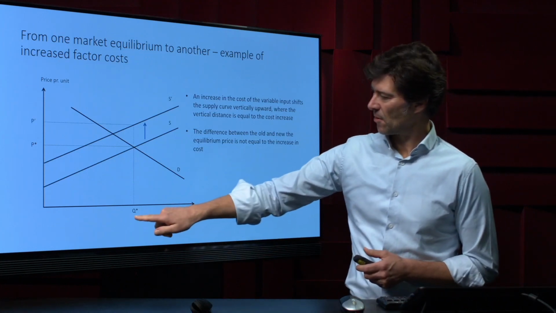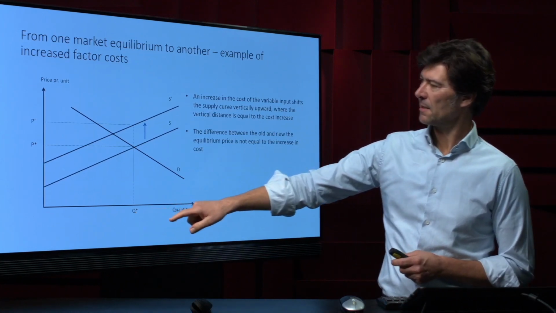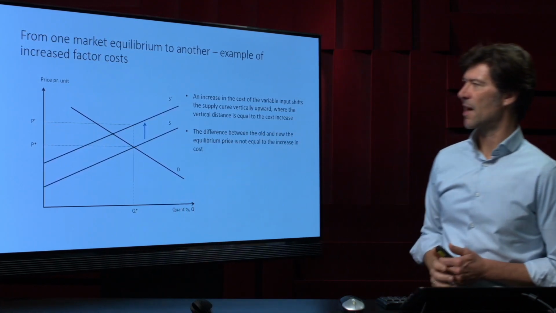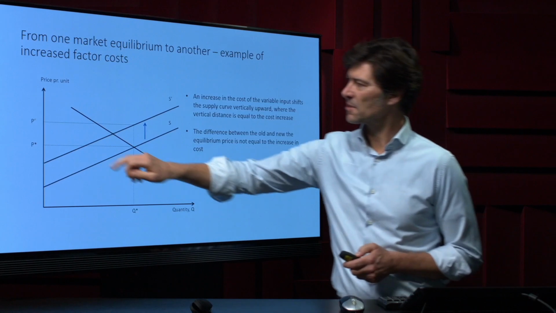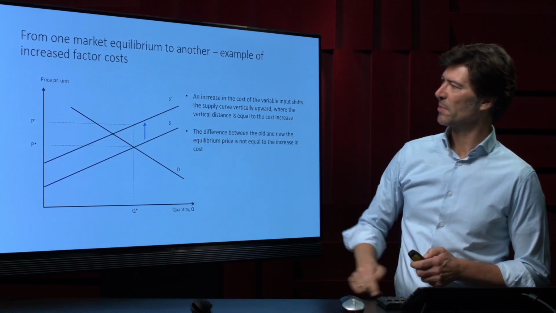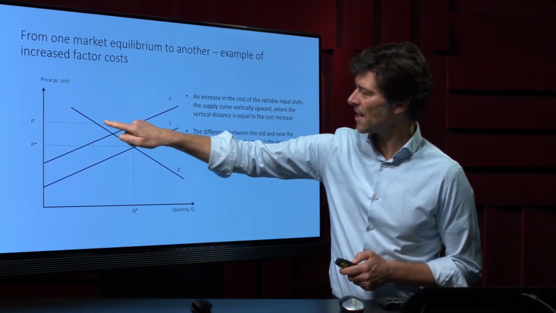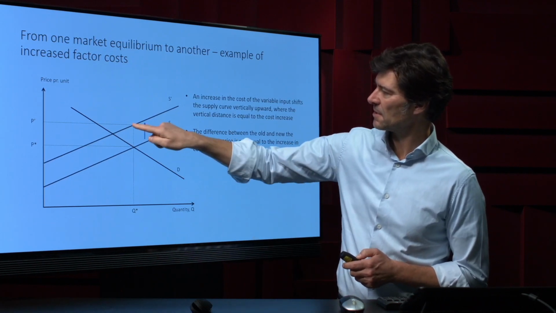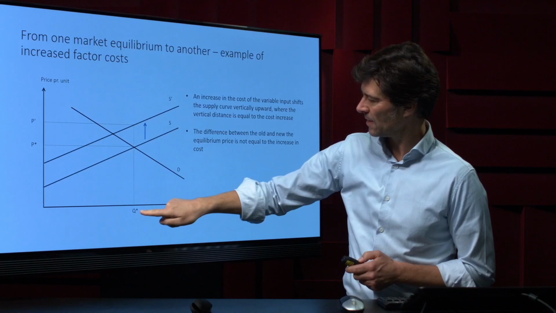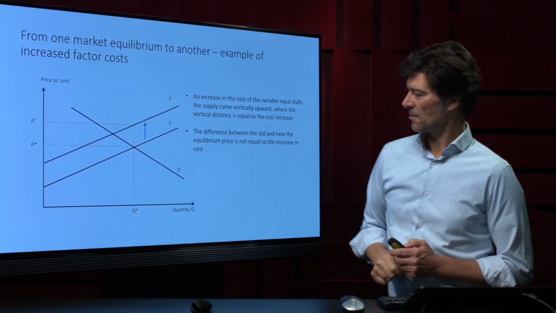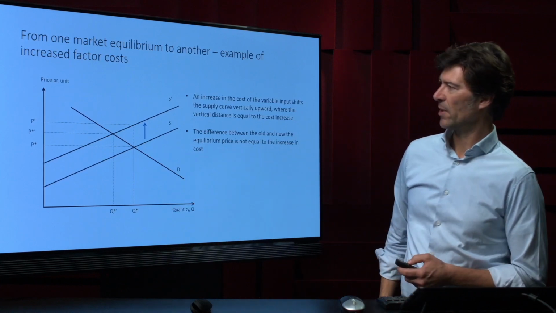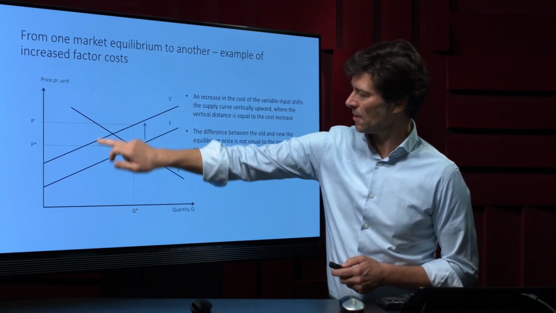Now, in order to supply Q star, the generators should receive a settlement price of P prime, but this settlement price is not an equilibrium, because the price will not balance the market. At this price P prime, the suppliers would be willing to supply Q star, but the consumers will only be willing to consume a lower amount.